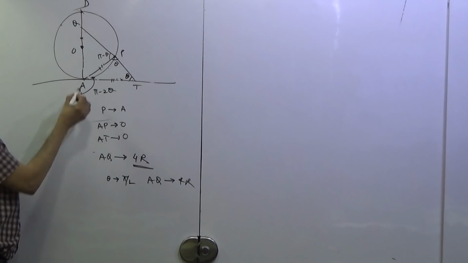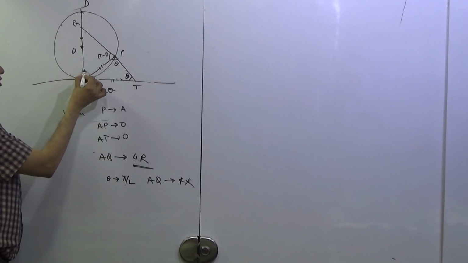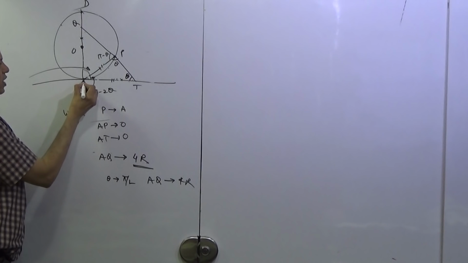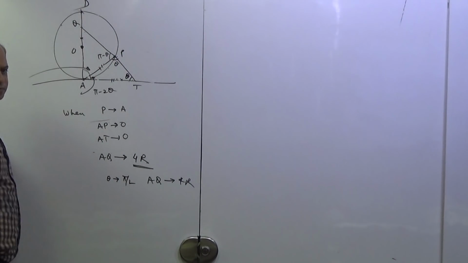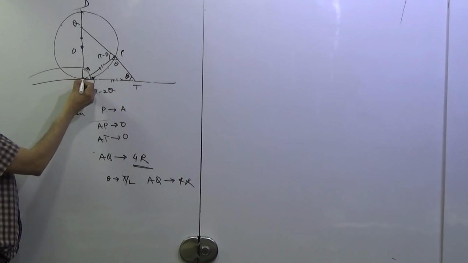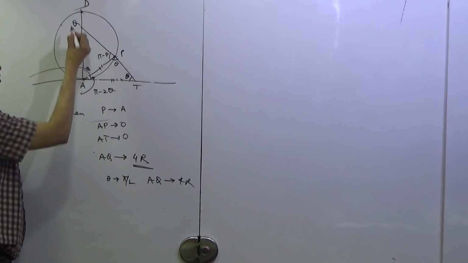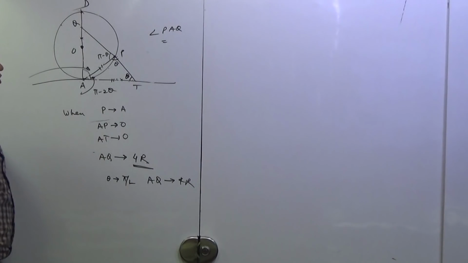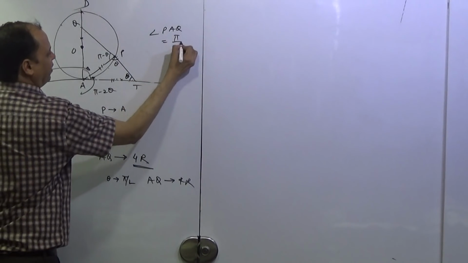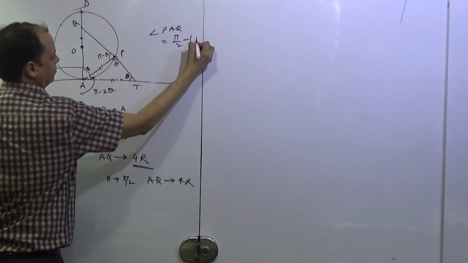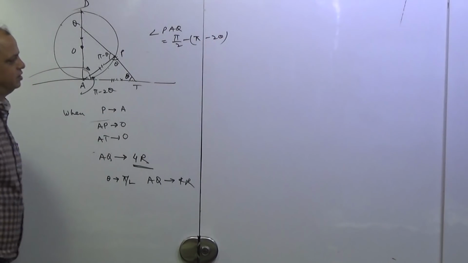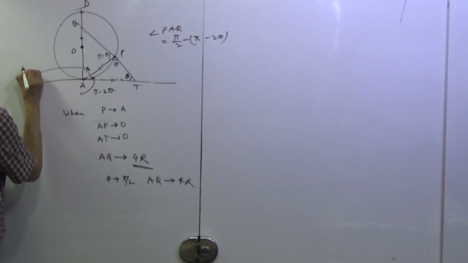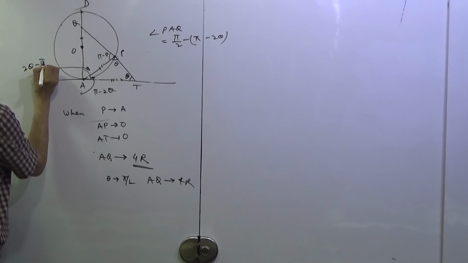And this total angle is pi by 2. So what would be this angle? In this triangle, I am actually looking at triangle APQ. What is angle PAQ? It is 2 theta minus pi by 2. It is actually pi by 2 minus the quantity pi minus 2 theta. Pi minus pi by 2 is minus pi by 2, plus 2 theta. So this is 2 theta minus pi by 2.